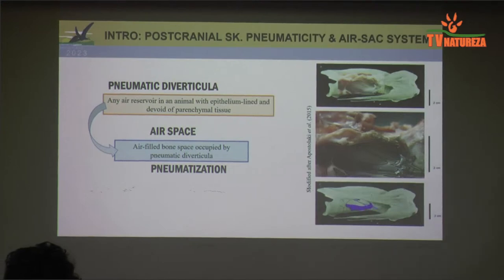That it could be strangely related to airspace, as airspace is an air-filled bone space occupied by pneumatic diverticula, in this process called pneumatization. Well, we could see here that this is an ostrich, and how the air sacs, as pneumatic diverticula, bore the bone under the muscles and penetrate this cervical vertebrae, as on all the neck.